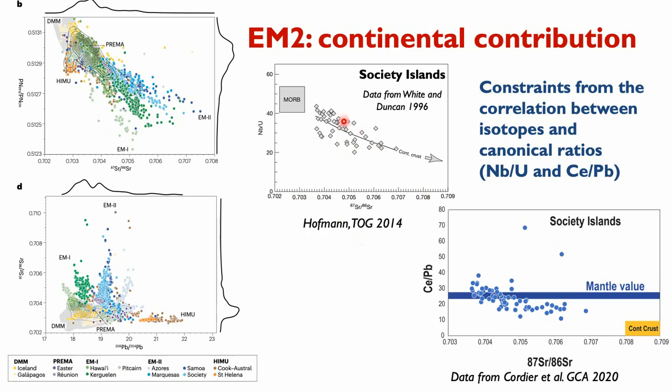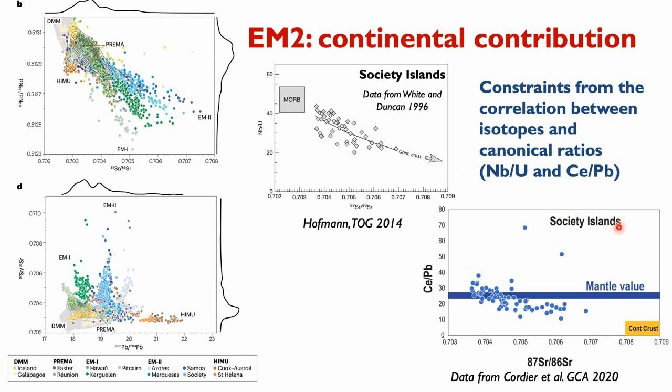And when you look at the nice work that was done by Bill White a long time ago, you can see that for samples from the Society Islands, one of the canonical ratios, which I'm not going to get into, a ratio that's supposed to be constant in the mantle, is going down when the strontium goes up, which shows a mixture with some crustal material.